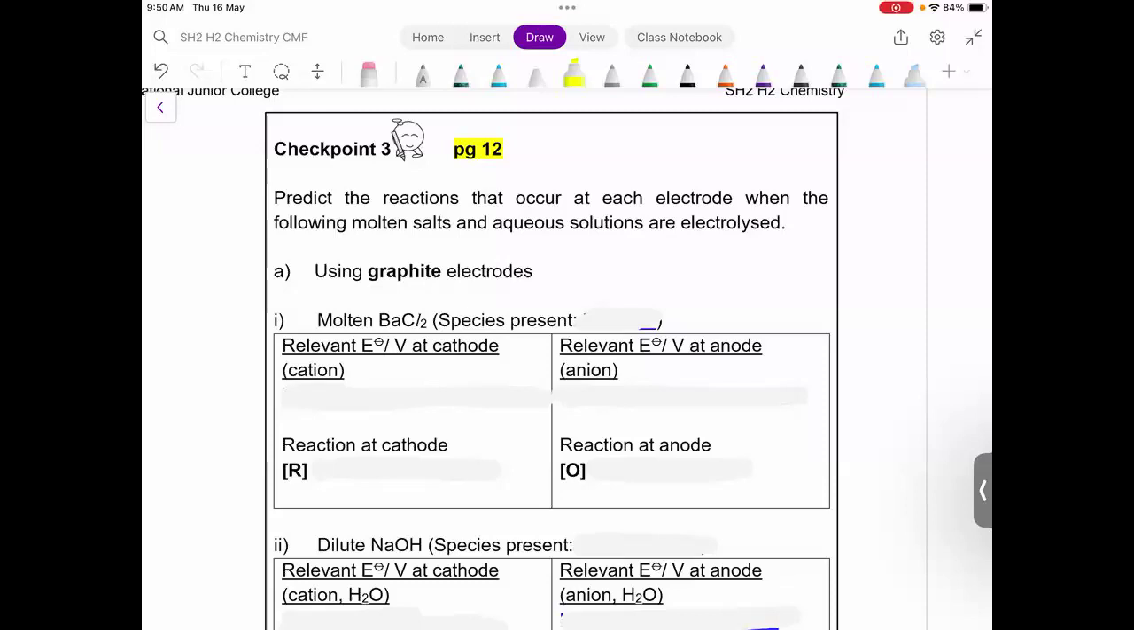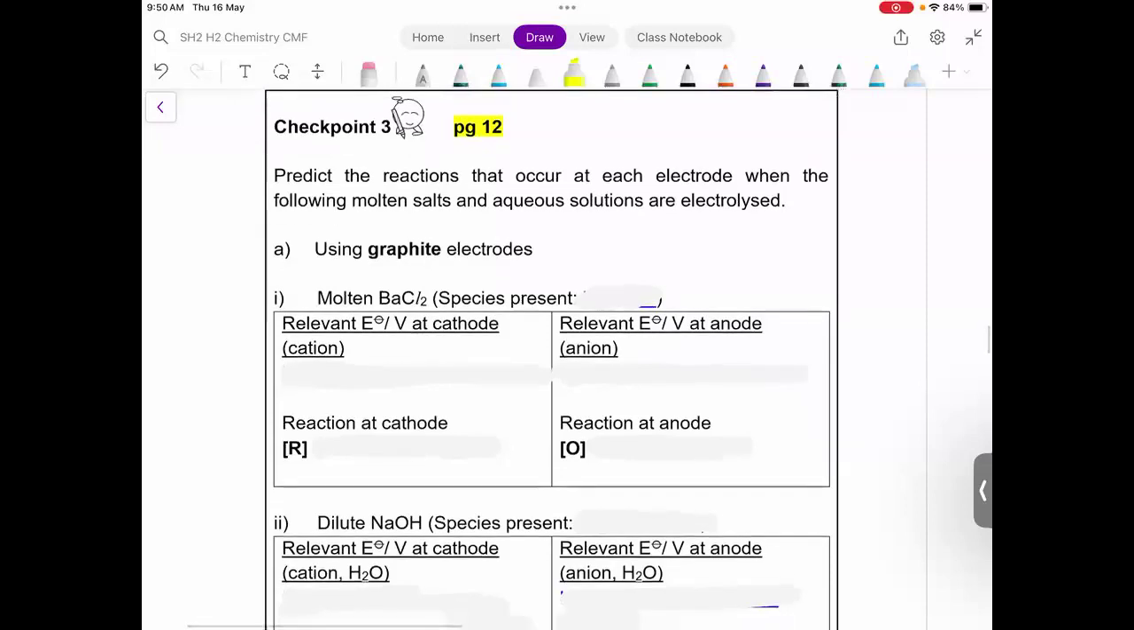Yeah, okay, so let's go through the answers. For the first one, it's quite straightforward. You are just talking about molten salt. So molten salt, you don't even need to consider the presence of water. You just consider the cation and the anion. So the species involved will obviously be barium 2+ and chloride minus.